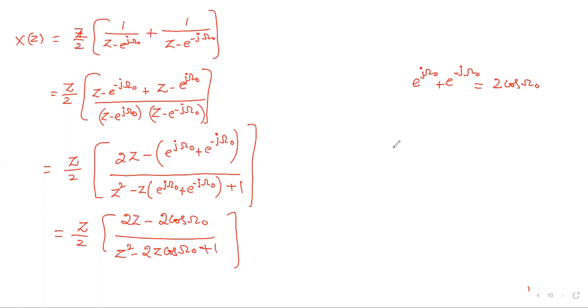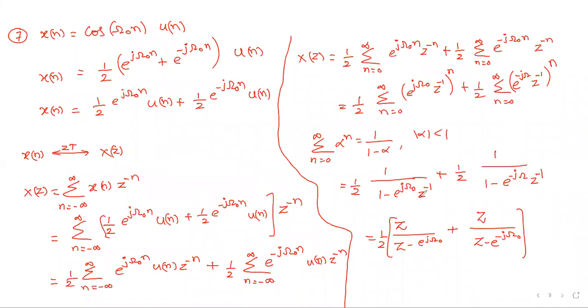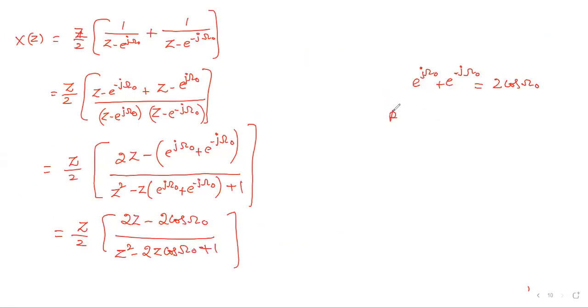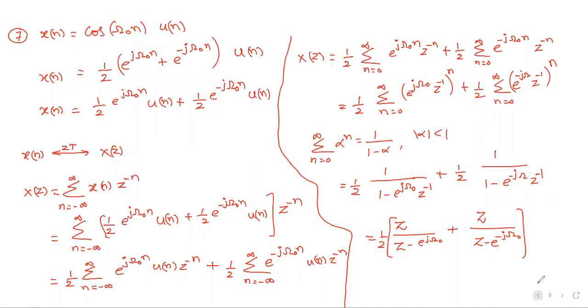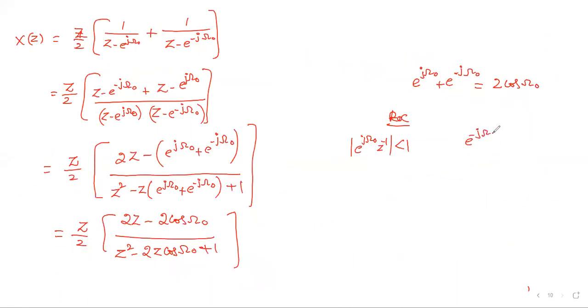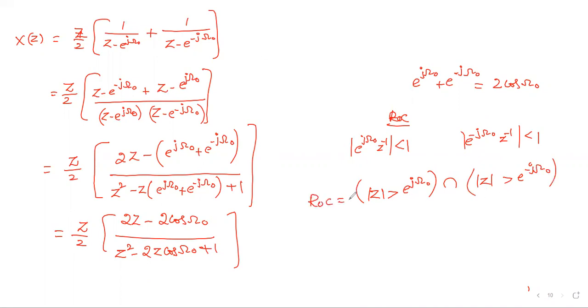What is the ROC for this? e power j omega naught into z power minus 1 should be less than 1. And e power minus j omega naught into z power minus 1 less than 1. So it will become mod z greater than e power j omega naught, intersection, mod z greater than e power minus j omega naught. So this is the resultant ROC we will get.